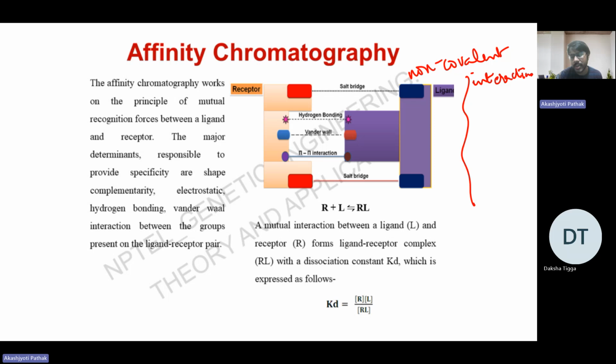And once it is bound, you can accordingly use a counter ion, or you can use an increasing concentration of a competitive molecule which will compete with your ligand and will elute your molecule of interest. Okay, so this will follow this one. Kd is equal to [R][L] by [RL], because the receptor and ligand are forming a complex. So the affinity Kd is the dissociation constant. It is a ratio of the free receptor and free ligand concentrations divided by the concentration of the receptor-ligand complex.